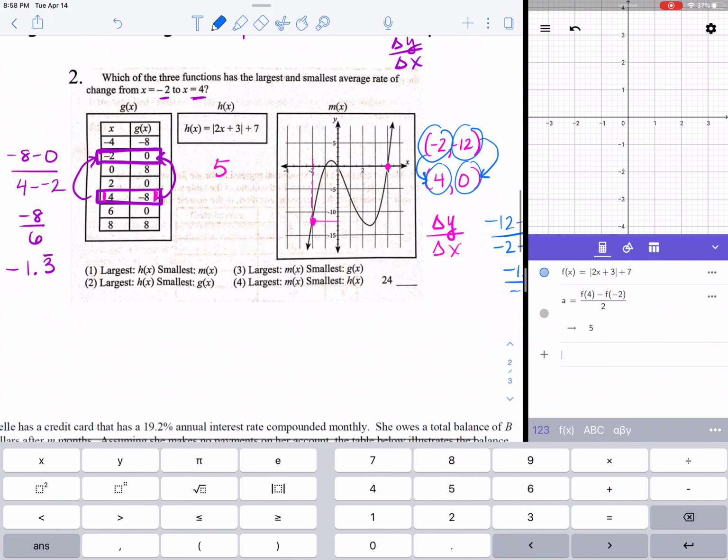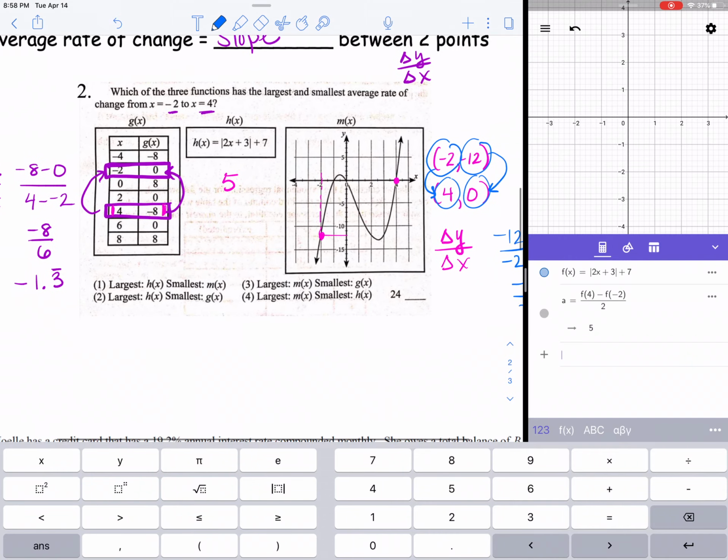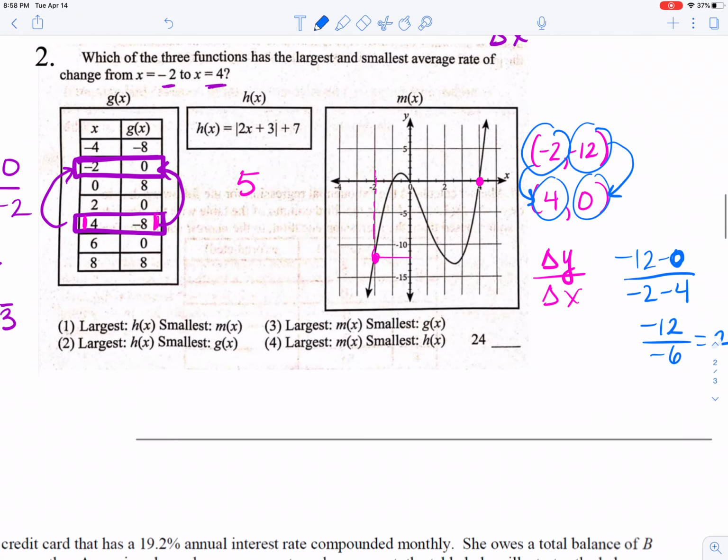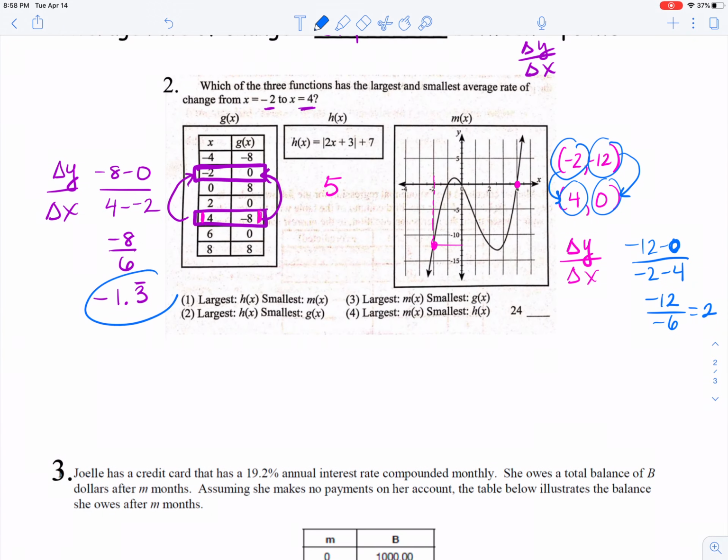So we're comparing the slopes. I'm going to get rid of that calculator. We're comparing the slopes of negative 1.3 repeating, 5, and 2. So the smallest one would be this one, which is the g of x. The largest one would be this one, which is the h of x. So g of x was the smallest, h of x is the largest, which is choice 2.